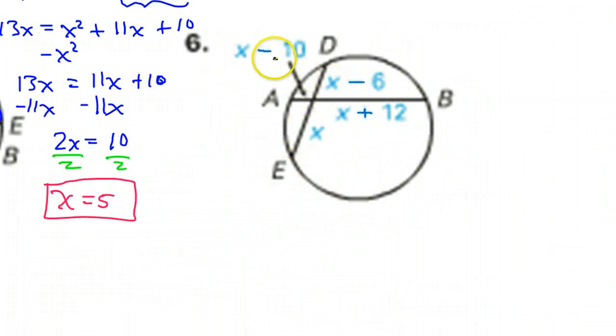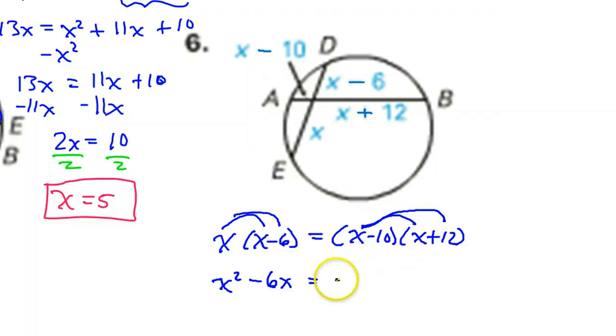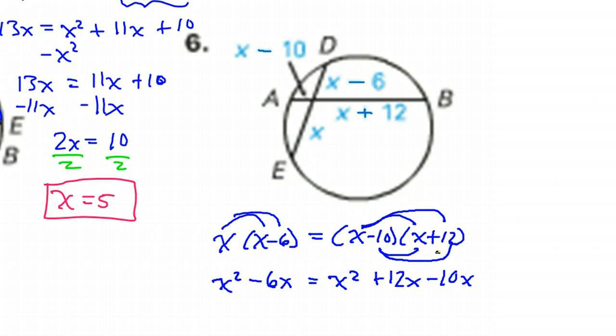Okay, part times part equals part times part. Alright, so x times x minus 6, that's part times part, equals x minus 10 times x plus 12. So a little distributive property here gives us x squared minus 6x. Double distributive property here. So x times x gives us x squared. X times 12 is 12x. Negative 10 times x is negative 10x. And negative 10 times 12 is negative 120.